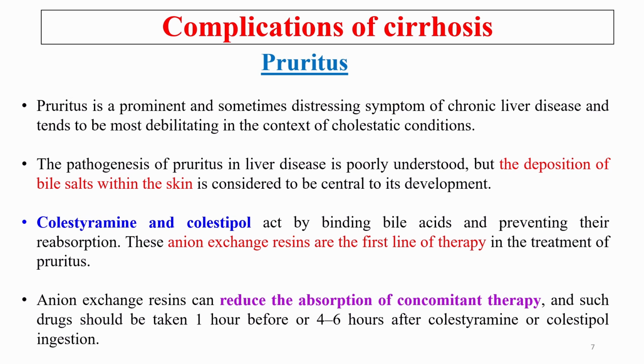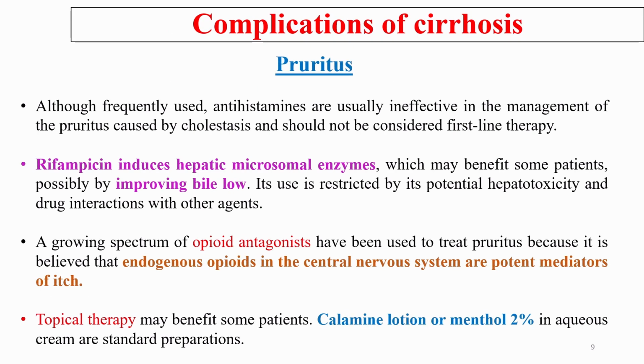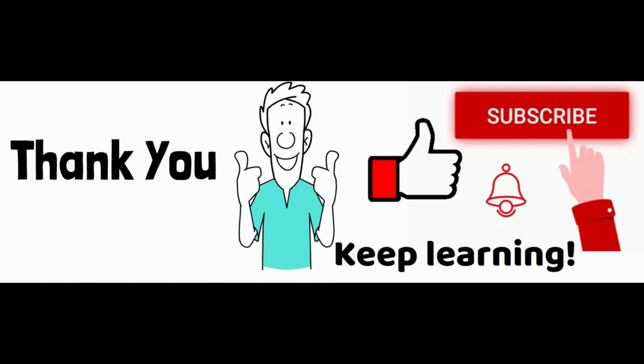When bile acid sequestrants fail, we turn to second-line options. Rifampicin, an antibiotic that also induces liver enzymes, potentially increasing bile excretion. However, it can cause hepatotoxicity and drug interactions. Opioid antagonists like naltrexone, based on the theory that endogenous opioids in the brain contribute to itching. Topical agents like menthol cream or calamine lotion can offer symptomatic relief. While antihistamines are often prescribed, they are usually ineffective in cholestatic pruritus unless used for their sedative properties to help with sleep.